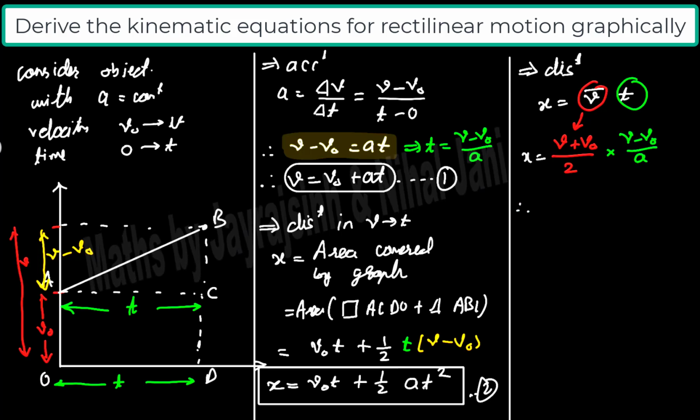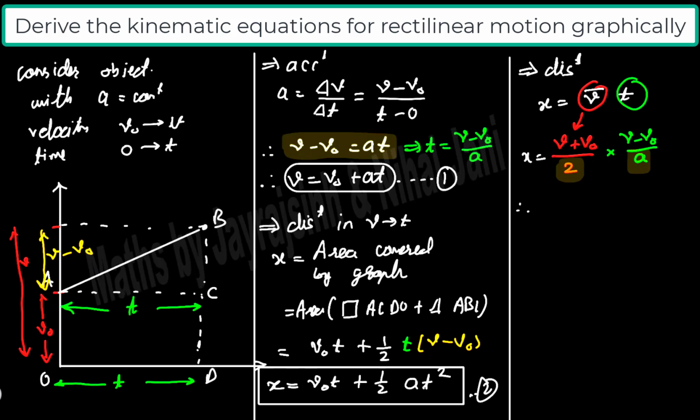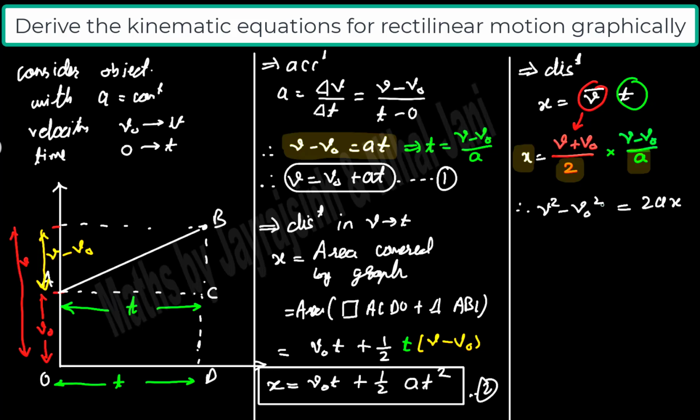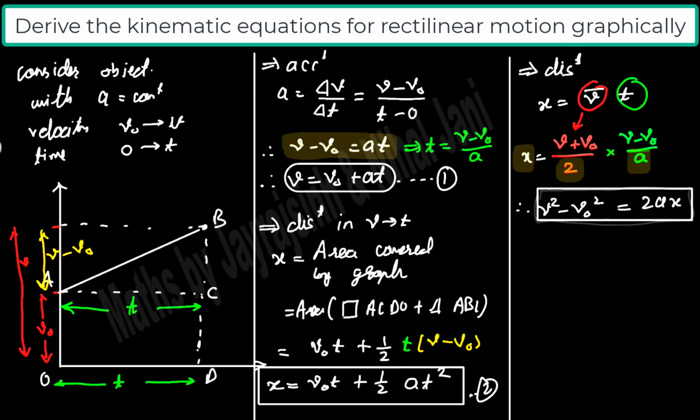For further simplification, we have to move this 2 and a to the left side. So we will get 2ax, and in the numerator we have v plus v0 into v minus v0, which is nothing but v square minus v0 square. So here we get your third required equation. So these are your required equations of motion for uniform acceleration. Ta-da!